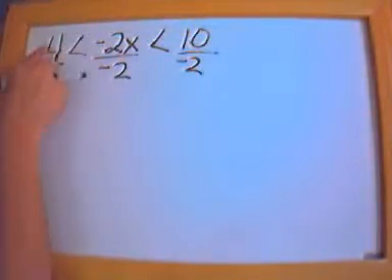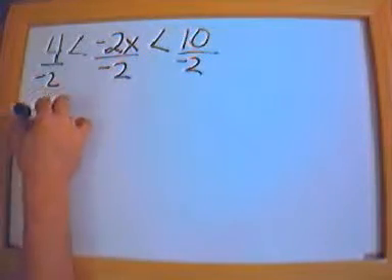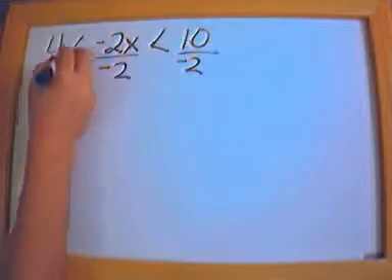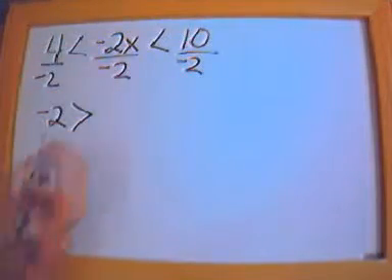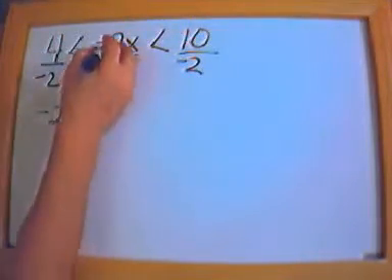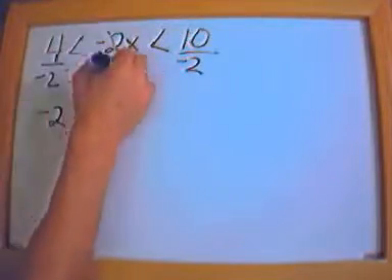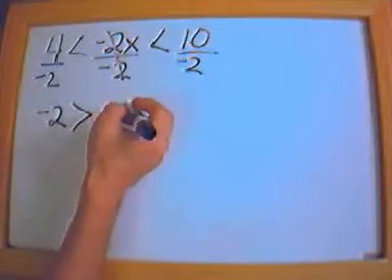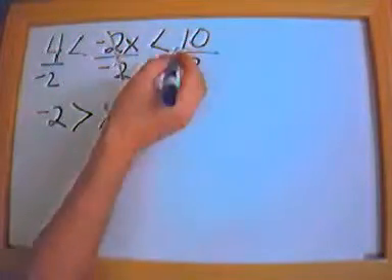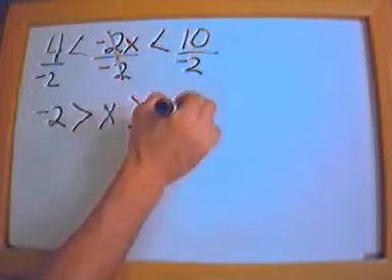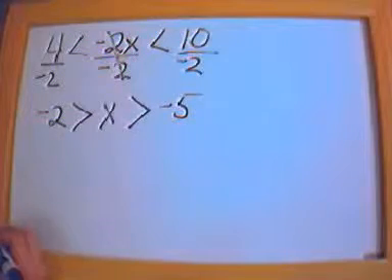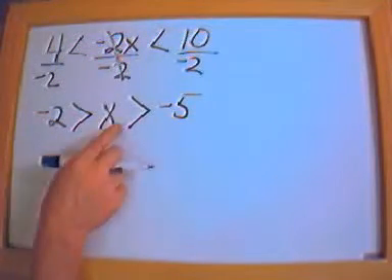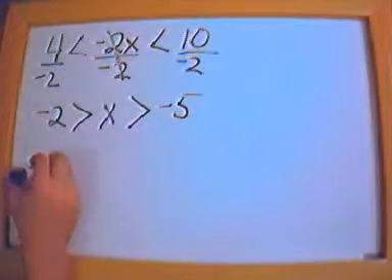On this side, I'm going to have 4 divided by negative 2 is negative 2. And because I've divided by a negative, I've got to flip this sign around. So I've flipped it around. In the middle, I'm simply going to have x because negative 2 over 2 is 1, so they go away. And I'm going to have to flip this sign for the same reason as before, like this. And 10 over minus 2 is minus 5. So now, x is less than minus 2, but greater than minus 5.